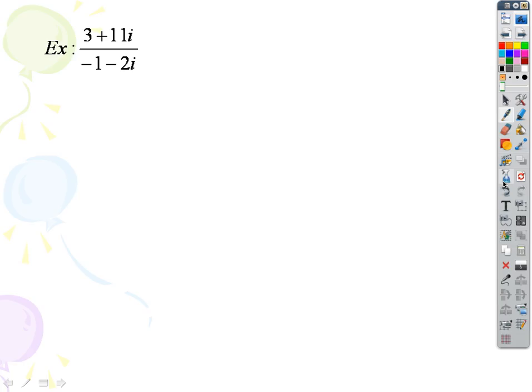Okay, now what happens if I do that? I'm just going to FOIL those out. On the top, let's look at the top. If I multiply straight across, first times first gives me negative 3, outside gives me plus 6i, minus 11i, plus 22i squared. We know that i squared is negative 1, so I get negative 3 plus 6i minus 11i minus 22.